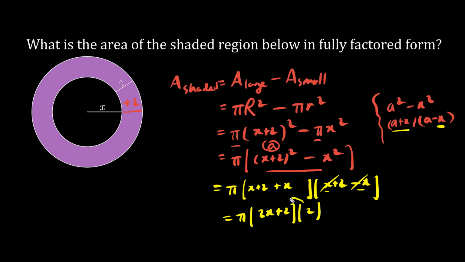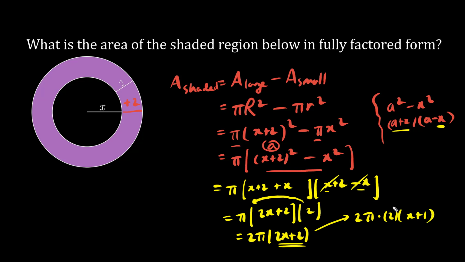This 2 can be promoted to the front, so we have 2 pi times 2x plus 2. But don't stop here. Always pull out the GCF, and there's a GCF of 2 within this bracket. So we have 2 pi times 2, we have x plus 1. Because when we use distribution, we realize we have 2x plus 2. Finally, 2 times 2 is 4. So we have 4 pi times x plus 1 as the area of the shaded region in fully factored form.